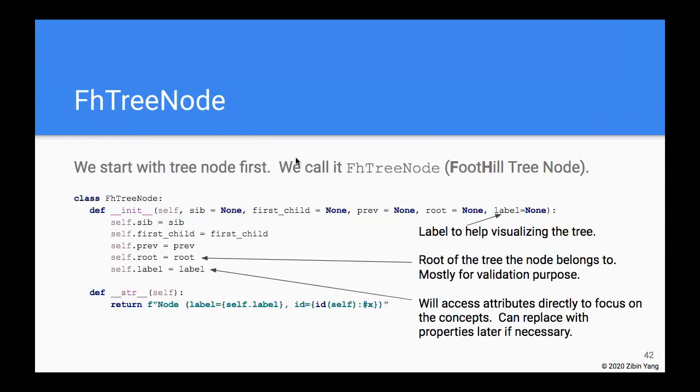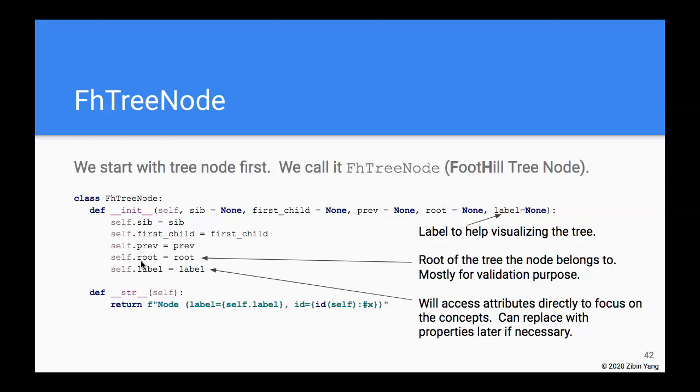So the first thing we'll implement for the tree is the tree node. We call it the FhTree node. FH is kind of short for foothill. And what it needs to do is it needs to contain 3 pieces of information, as we explained earlier. So it has to have the sibling reference, a pointer, first child, as well as a previous pointer.